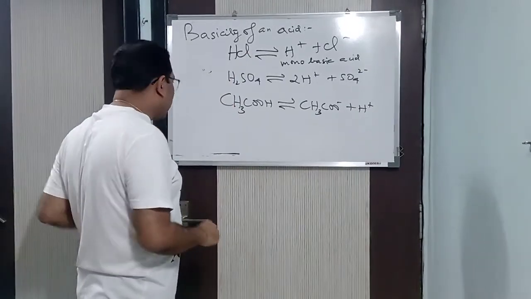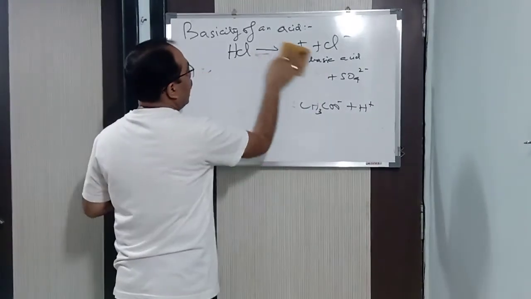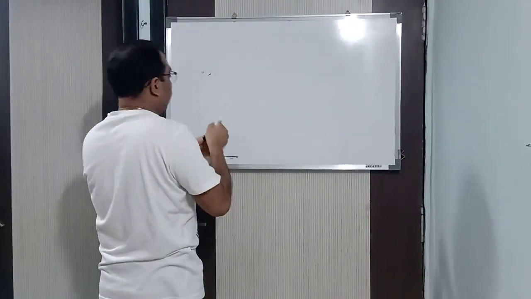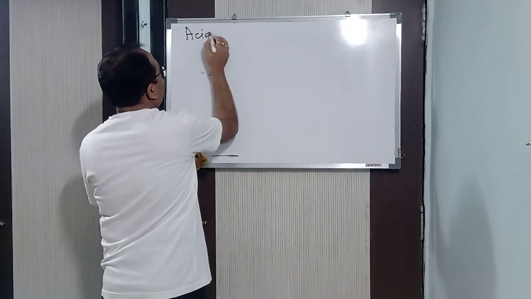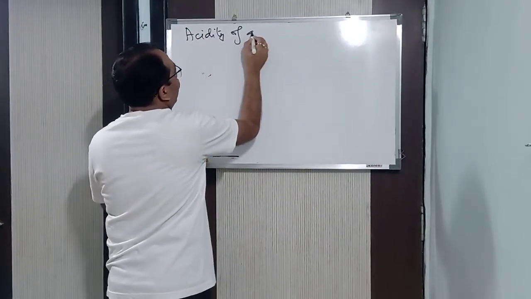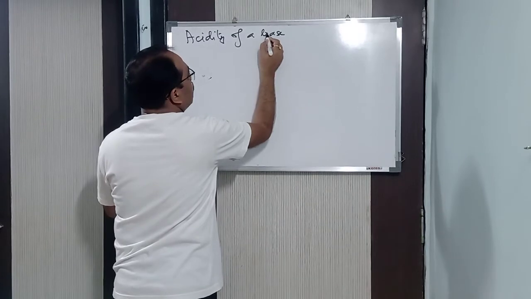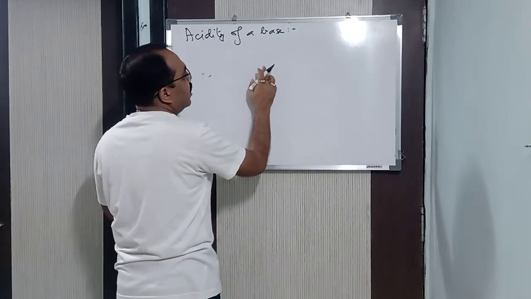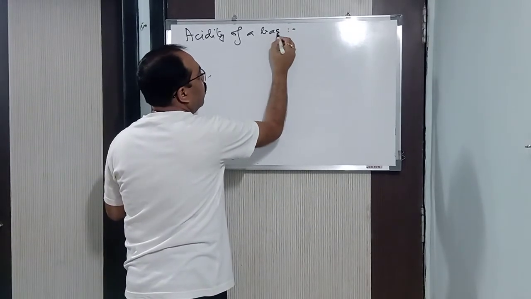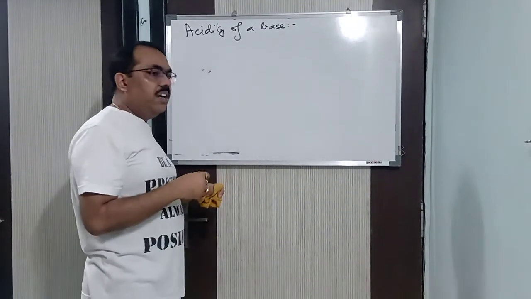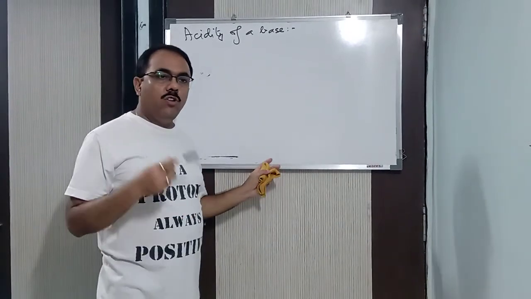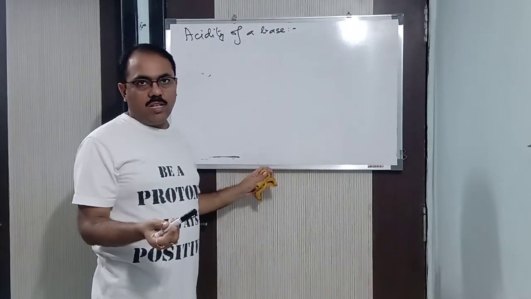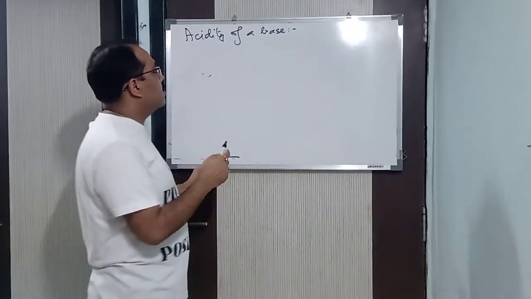Similarly, we have the acidity of a base. What do I say? Acidity. Opposite. I said in the beginning only. What is the acidity of a base? It is the number of hydroxyl ions, the number of OH- ions, produced per molecule of a base in its aqueous solution. That is known as the acidity of a base.